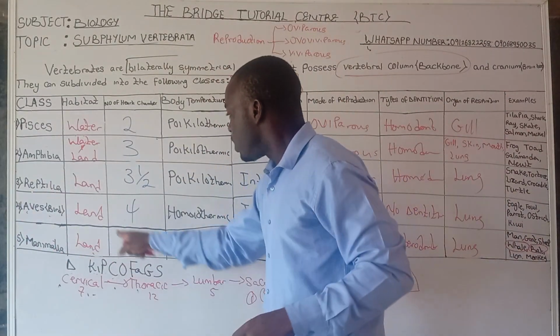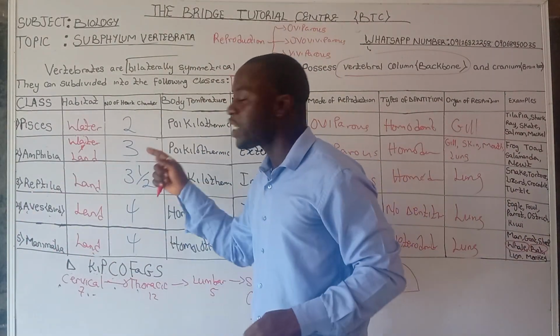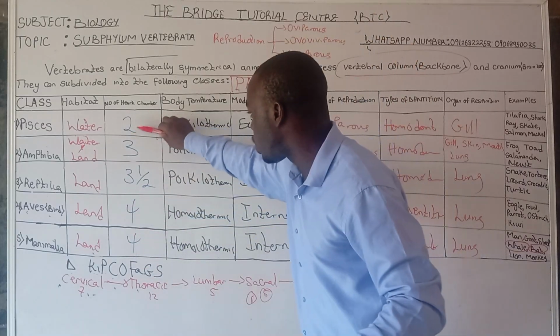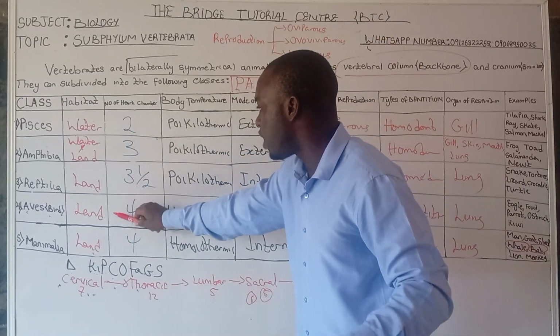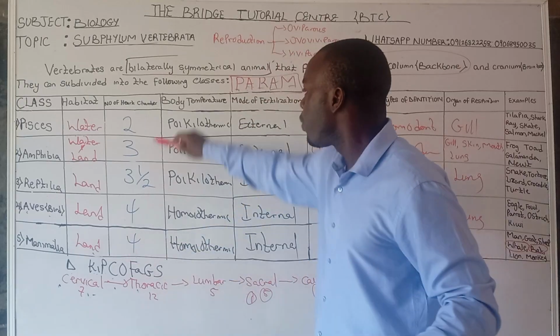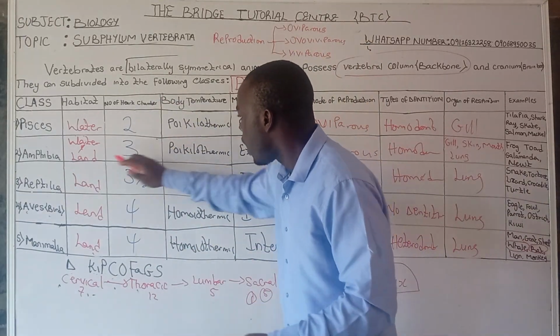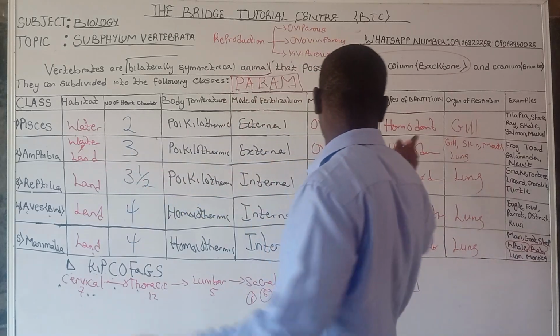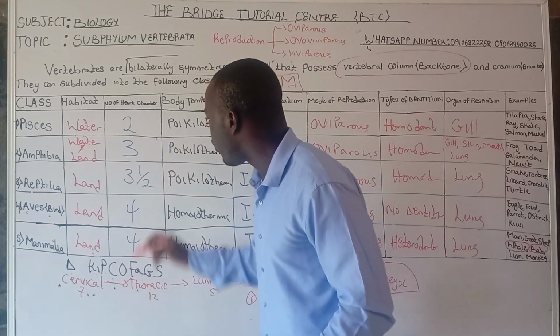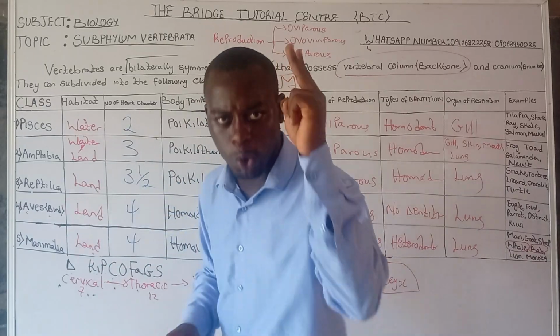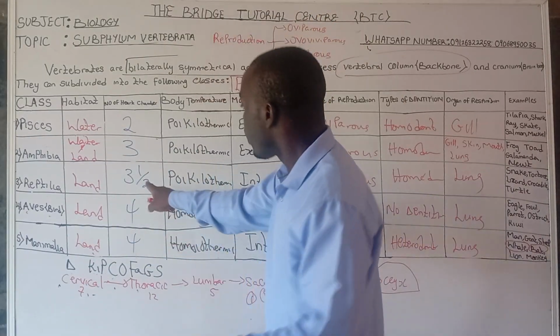So, okay, the next one is number of heart chambers. Don't forget, we said 2, 3, 3.5, 4, 4. So that is Pisces 2, Amphibia 3, Reptilia 3.5, Aves 4, Mammalia 4. But we have some exceptions. The first exception is under the amphibian. The larvae of some amphibians is called tadpole, and that tadpole, instead of having 3 chambers, has 2 chambers. That's another exception.